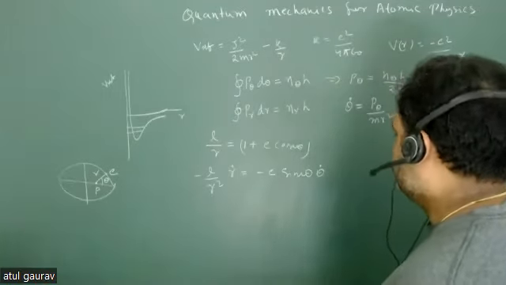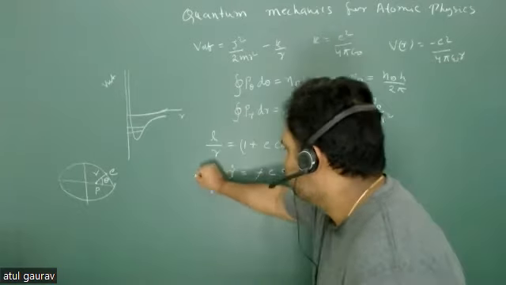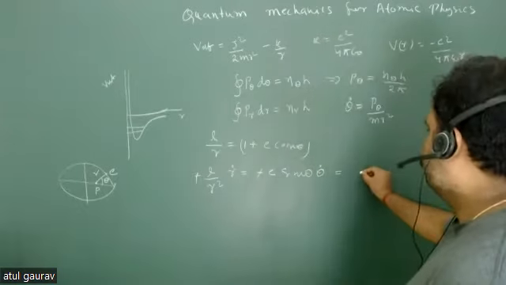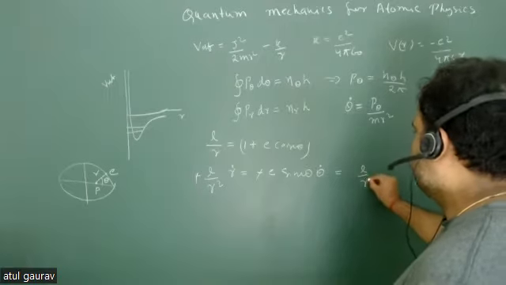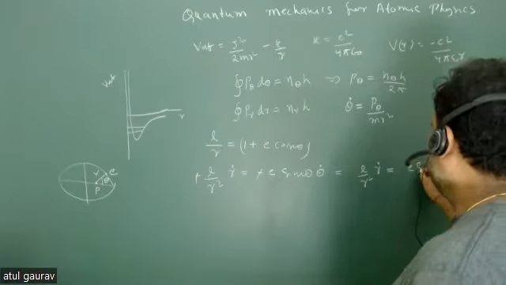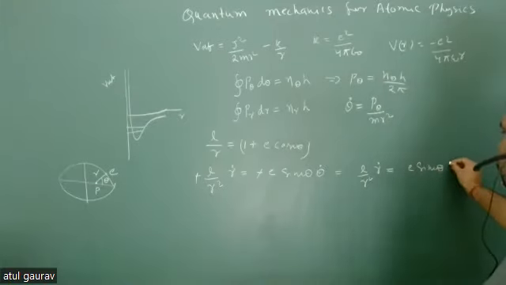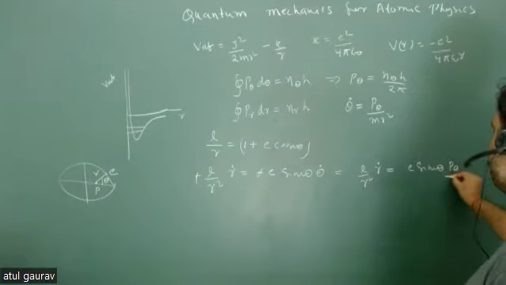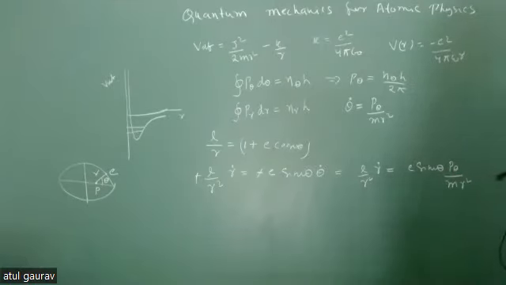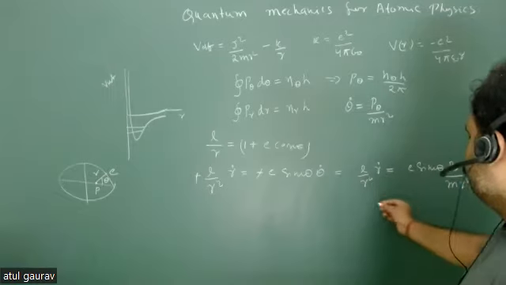P theta upon m r square, yes sir. The minus signs cancel out. Then we can go for L upon r square. R dot is equal to E sin theta, and this theta dot is P theta upon m r square. We can write that, yes sir. And now we can multiply both sides with m.